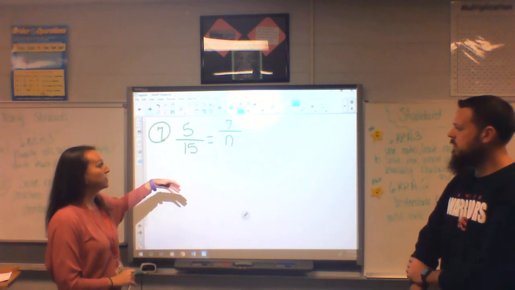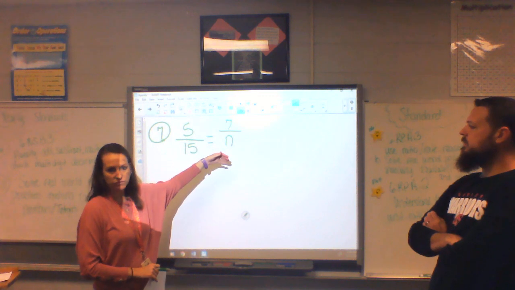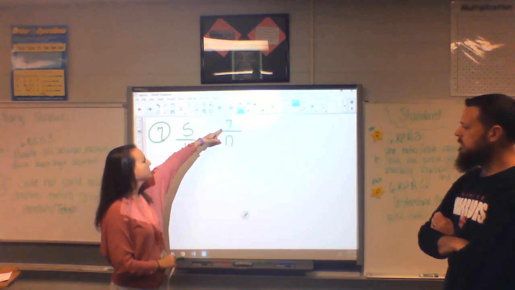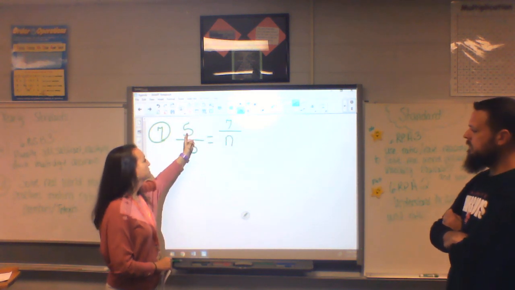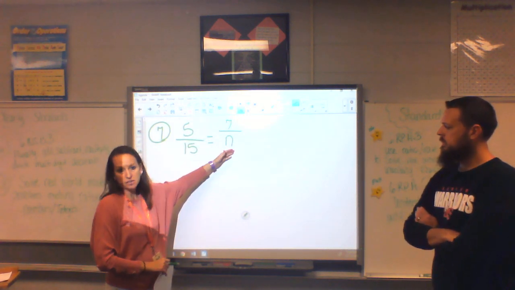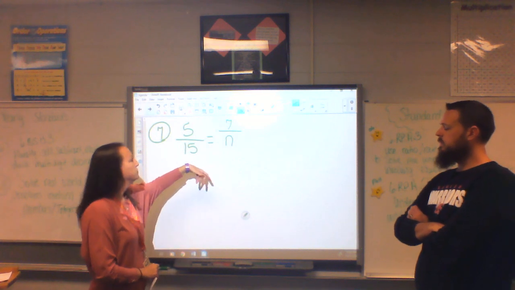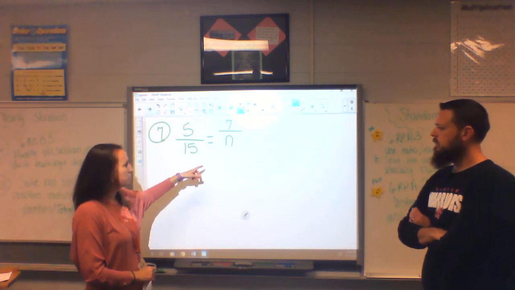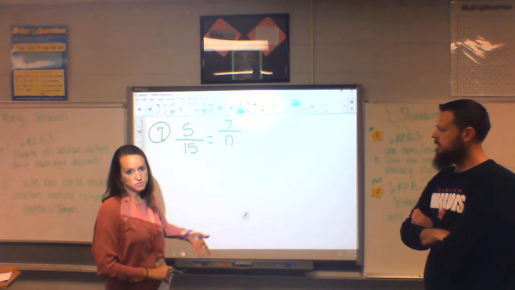The easiest way would have been to work these problems like we've done in class. If, let's say this was a 10, we would say, what do we do to get from 5 to 10? We multiplied by 2. Well, we do the same thing on the bottom to find your missing value. That's not going to work in this situation. You can't, 5 times nothing is going to give you 7.